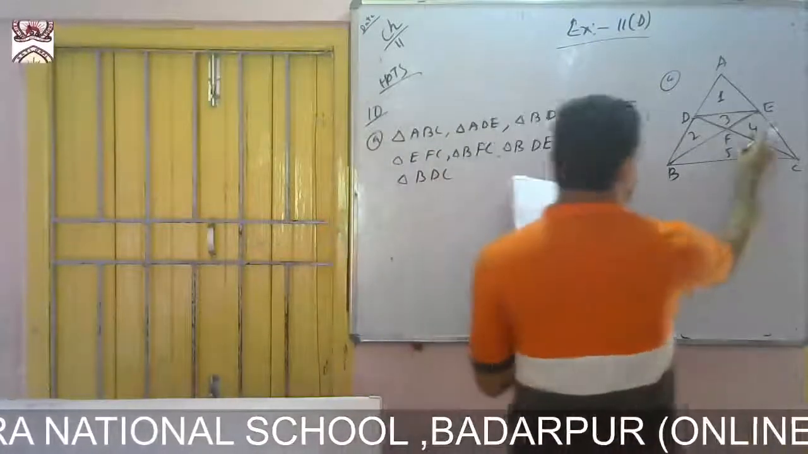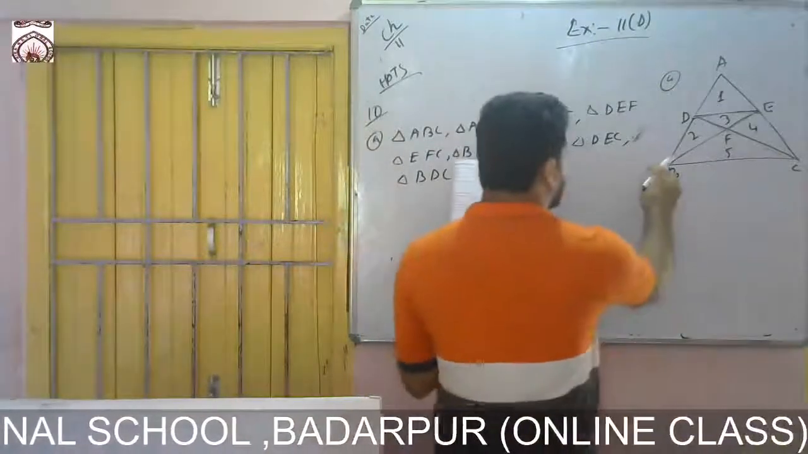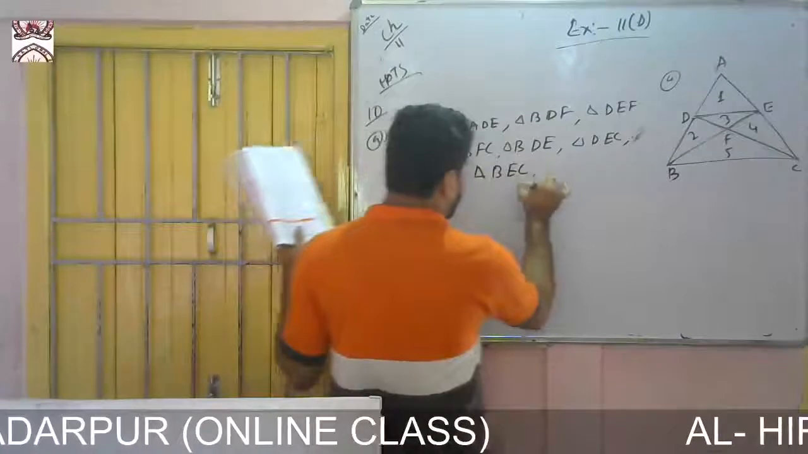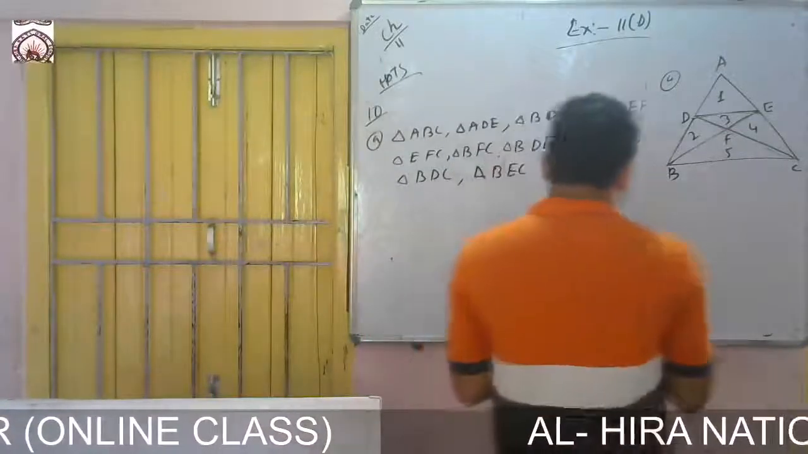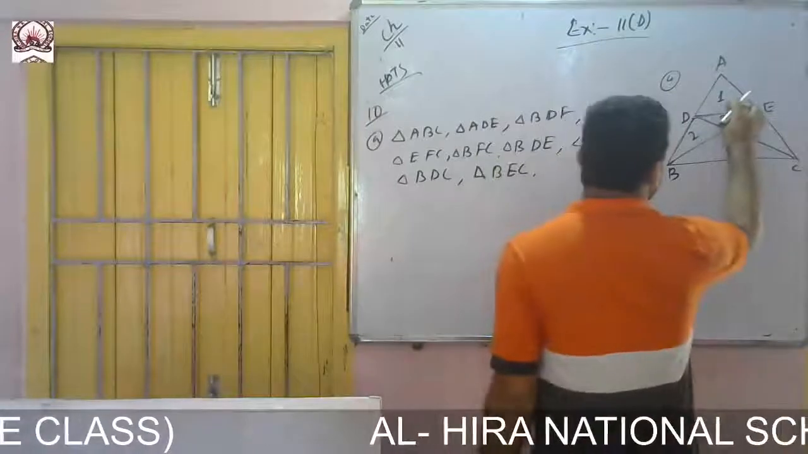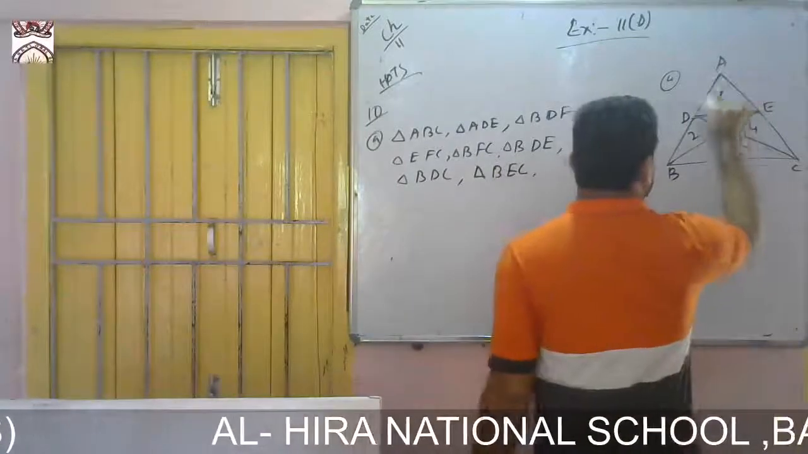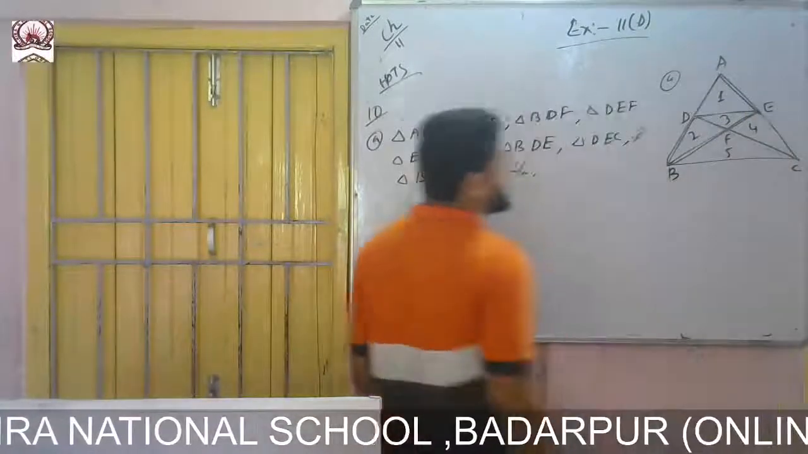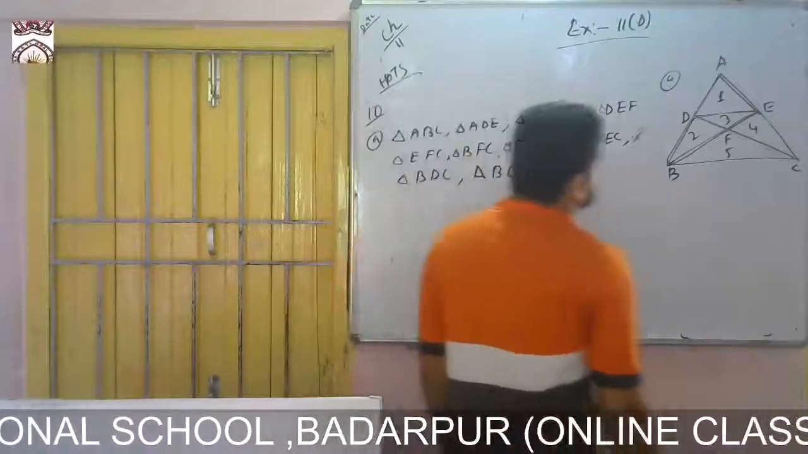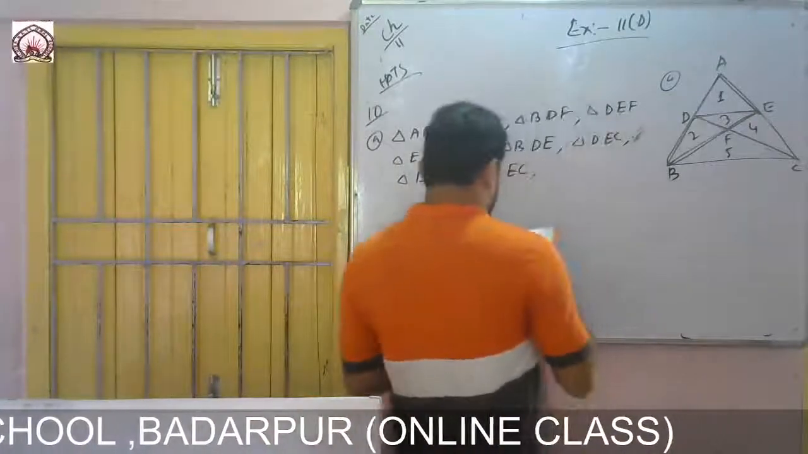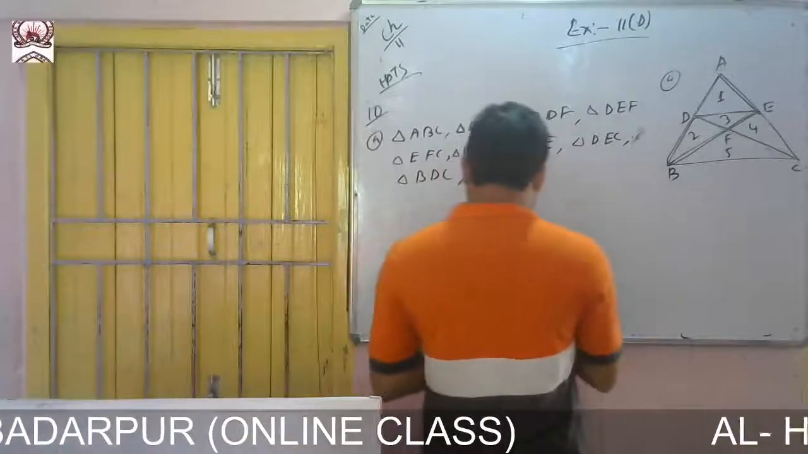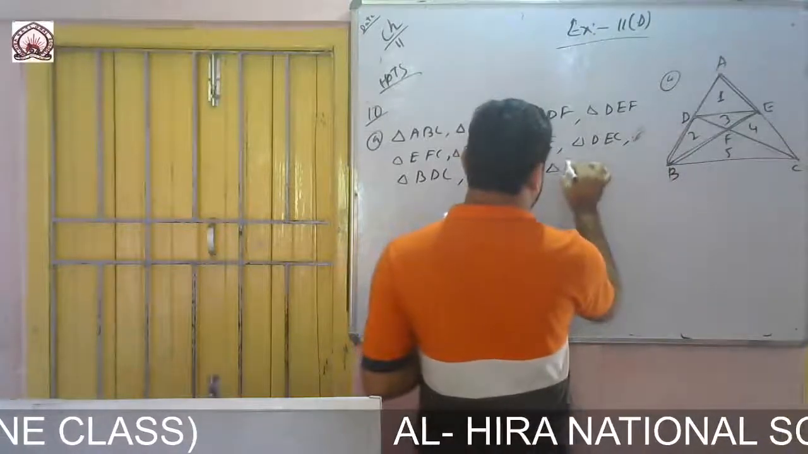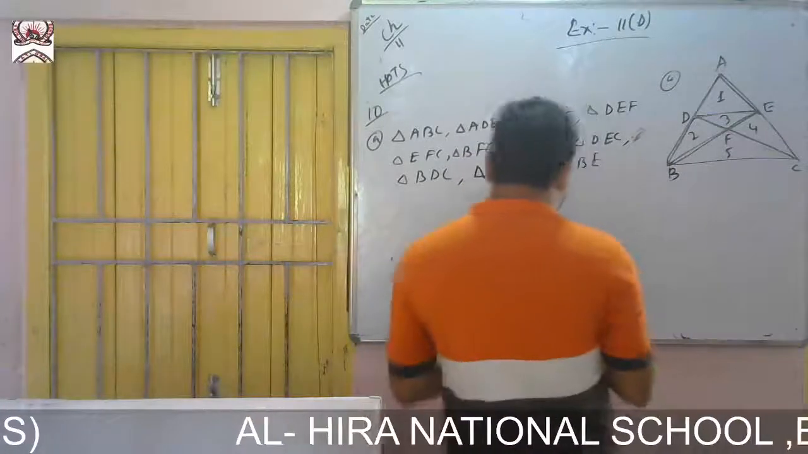Now 4 and 5 will make another. It will be BEC. Triangle BEC. Okay, 4 and 5. Now 1 2 3, this will make another triangle. This one. So that will make what? ABE. Triangle ABE.